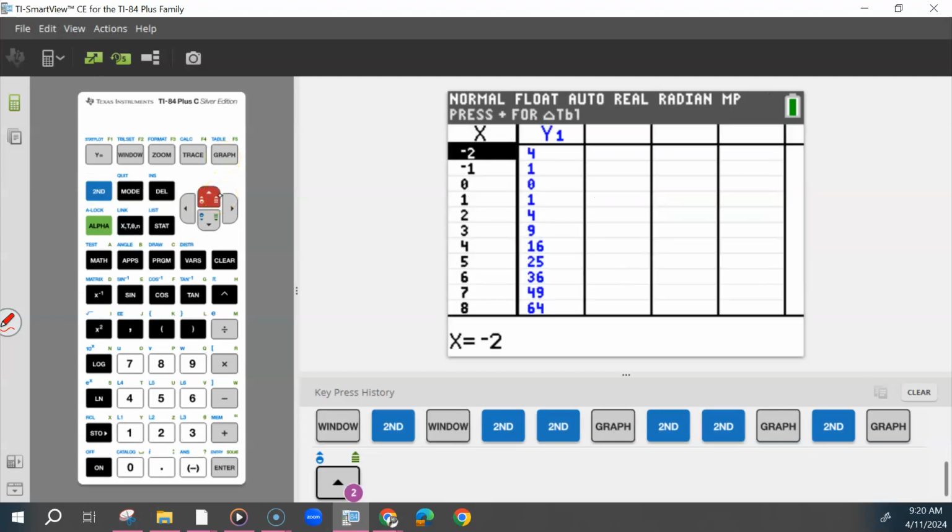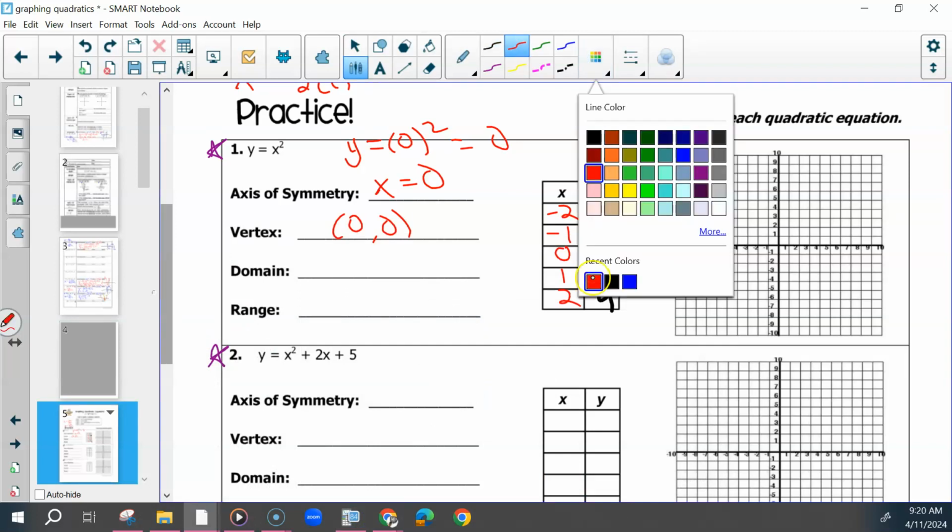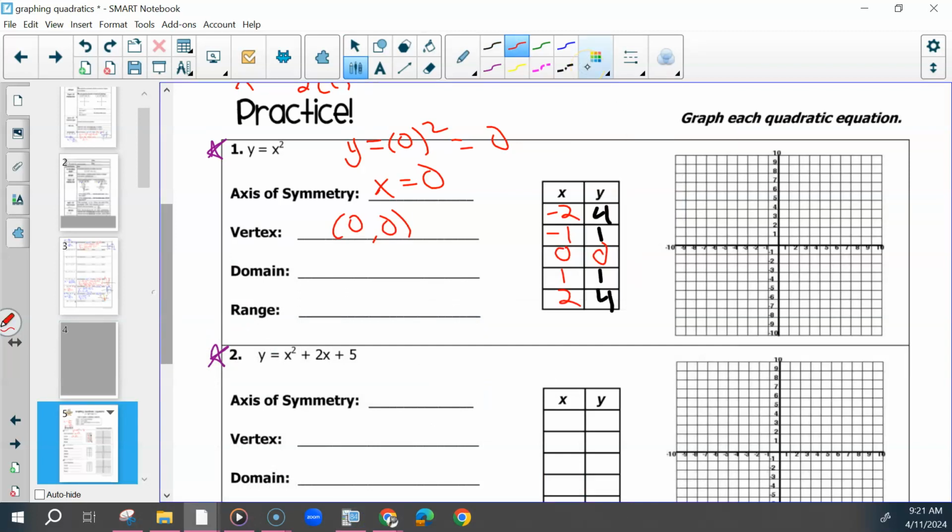And then I see the points I just wrote on the table, write those down. Because my axis of symmetry is at 0, that means the y values are going to be the same on both sides of the axis of symmetry. So 4, 1, 1, 4. And then we're going to plot those 5 points. -2, 4, -1, 1, 0, 0, and then it just repeats.